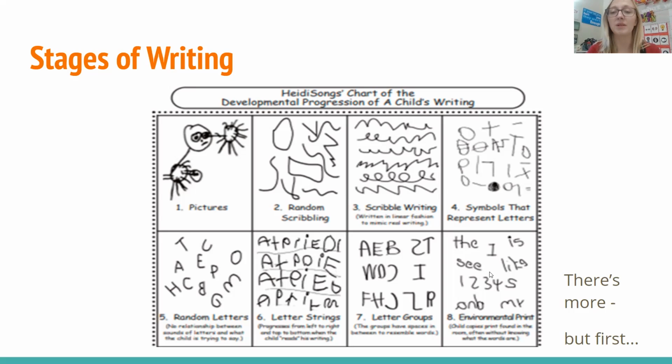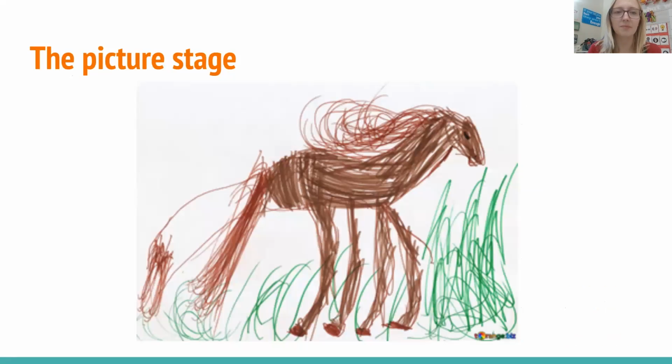And then environmental print, which is where they found these words. Like I found the number and I wrote it. Or I looked in a book and I copied it. Or it's something I copied. So these are the very beginning stages of writing. There's more, but first, the picture stage. Pictures are writing. That's why it's super important that we have the kids draw in their journals.